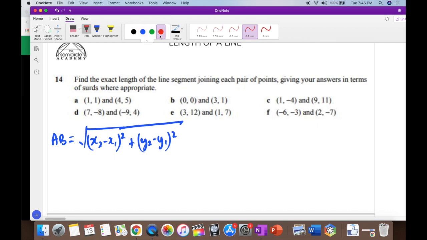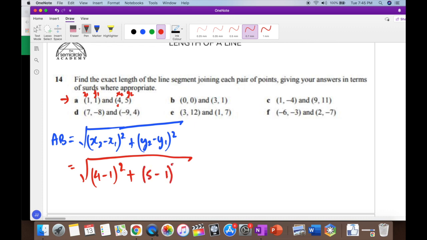Right? So we want to find the length of these lines here. Let's just call this, and again, it doesn't matter which one you choose as x2 and x1. So let's say this is x2, y2, and this is x1, y1. So the length of the line is the square root of x2, which is 4, minus x1, which is 1, all squared, plus y2, which is 5, minus y1, which is 1, all squared.